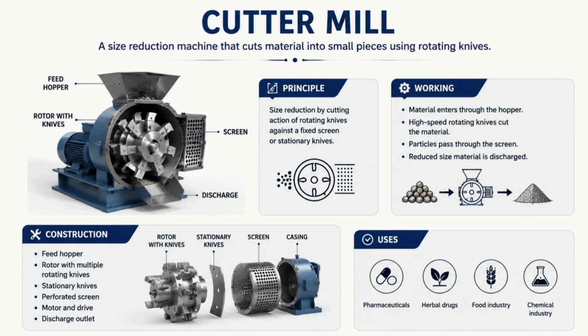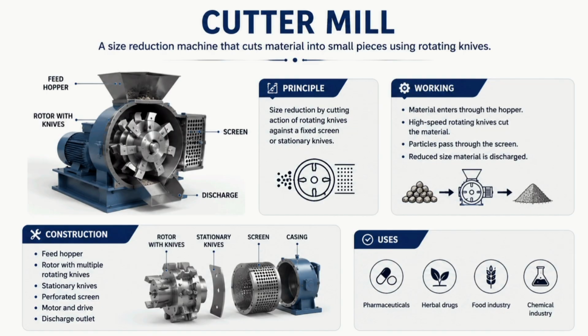So the material enters the hopper, and the rotor rotates at a high speed here. The moving knives pass near the stationary knives. This provides the cutting action. The material breaks into small pieces here. The particles pass to the screen. The machine gives a controlled particle size here.